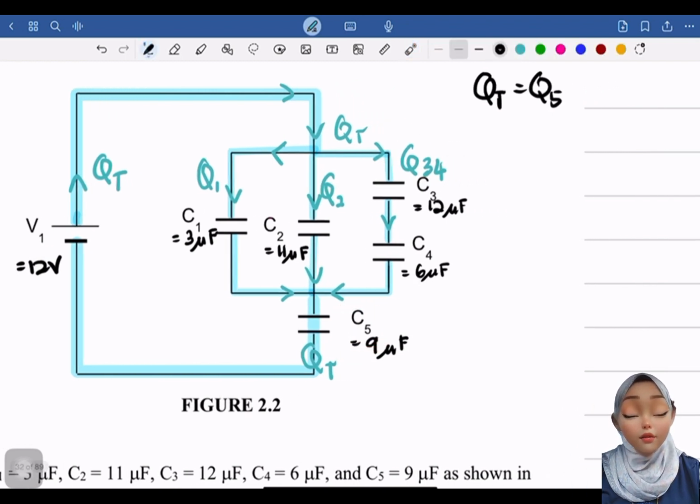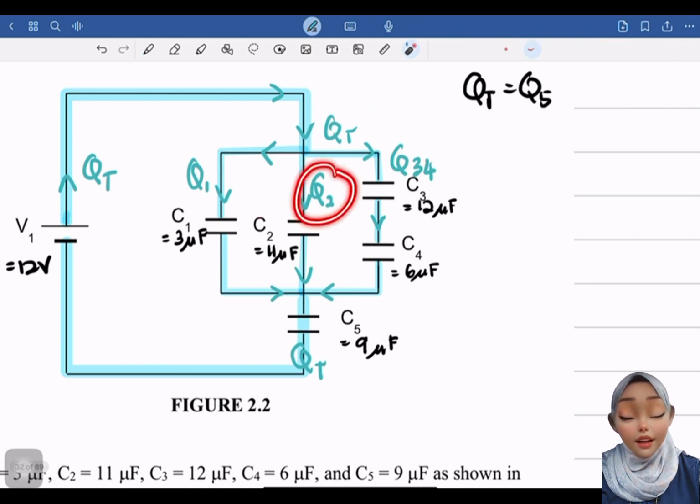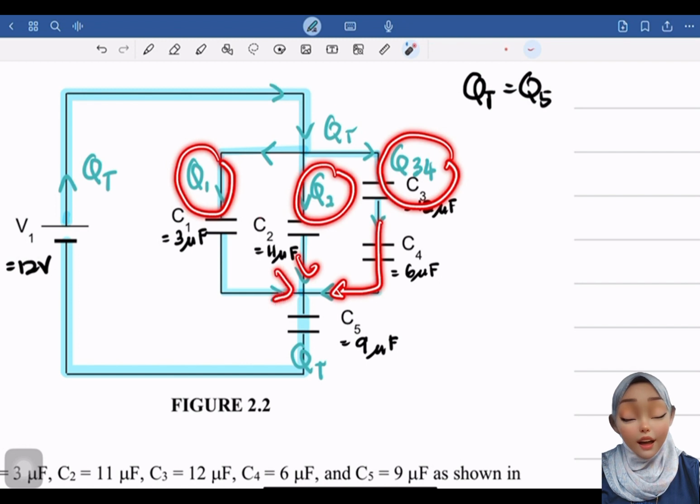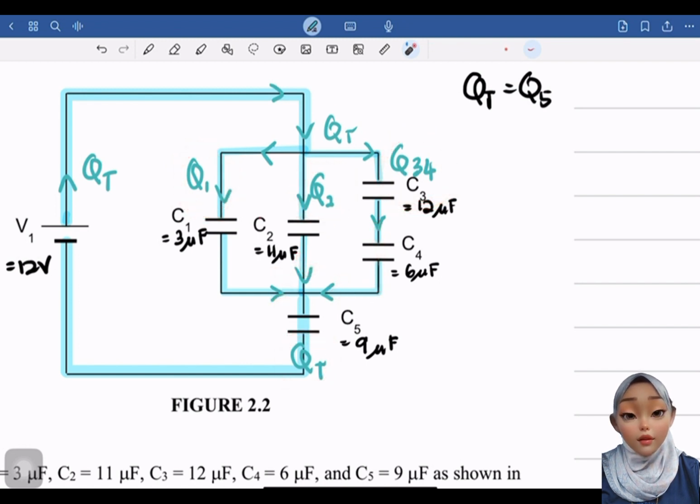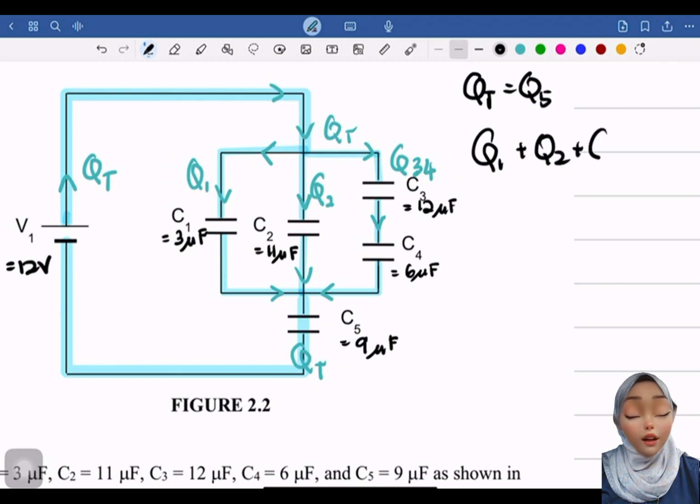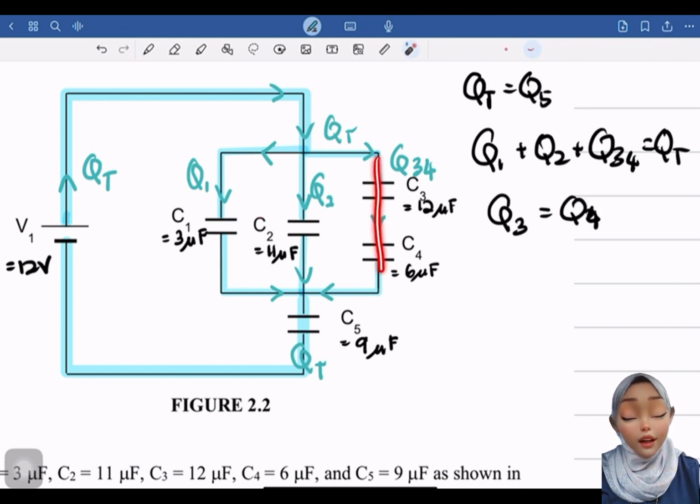And then another information that I get is Q2 campur Q1 campur Q3, 4 sama dengan Q total. Okay. So Q1 campur Q2 campur Q3, 4 sama dengan Q total. And then satu lagi maklumat tadi, Q3 ialah sama dengan Q4. Sebabnya dia dua-dua ni akan dapat amount of water yang sama sebab dia dalam sungai yang sama.